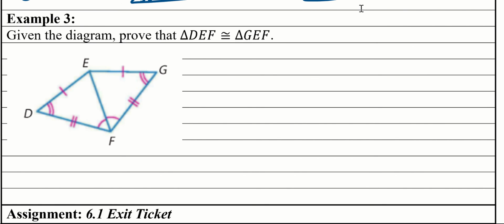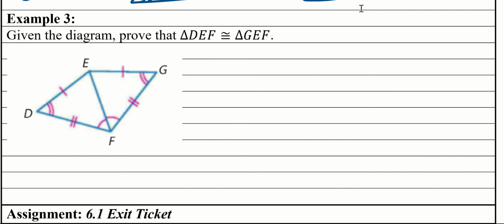Okay, so if I wanted to prove this, usually what I could do is I could set up my two columns and I could go through my process of statements and reasons, and we're going to see that a lot in this unit. But just to save us from that today, right now all we're going to do is just list out all the congruent parts that we know.